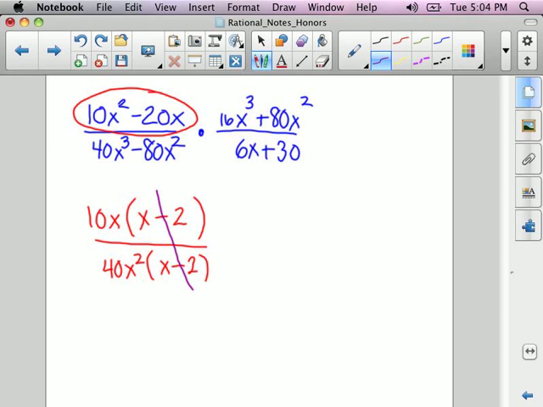Let's do the second one. Maybe even pause it and try it for yourself. Try factoring the right side. But when you do this, it's going to be 16x squared. We'll get an x plus 5 here.